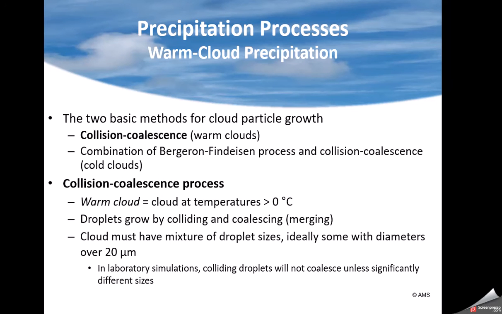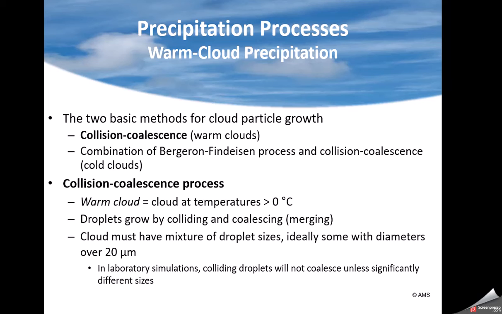And there are two processes that go into effect with that. There's collision coalescence, which happens in warm clouds where temperatures are above freezing, or the Bergeron-Findeisen effect, which occurs when cloud temperatures are below freezing and you have ice in the clouds. So most times, the Bergeron-Findeisen effect in the United States is going to be the predominant effect. So most precipitation forms that way.